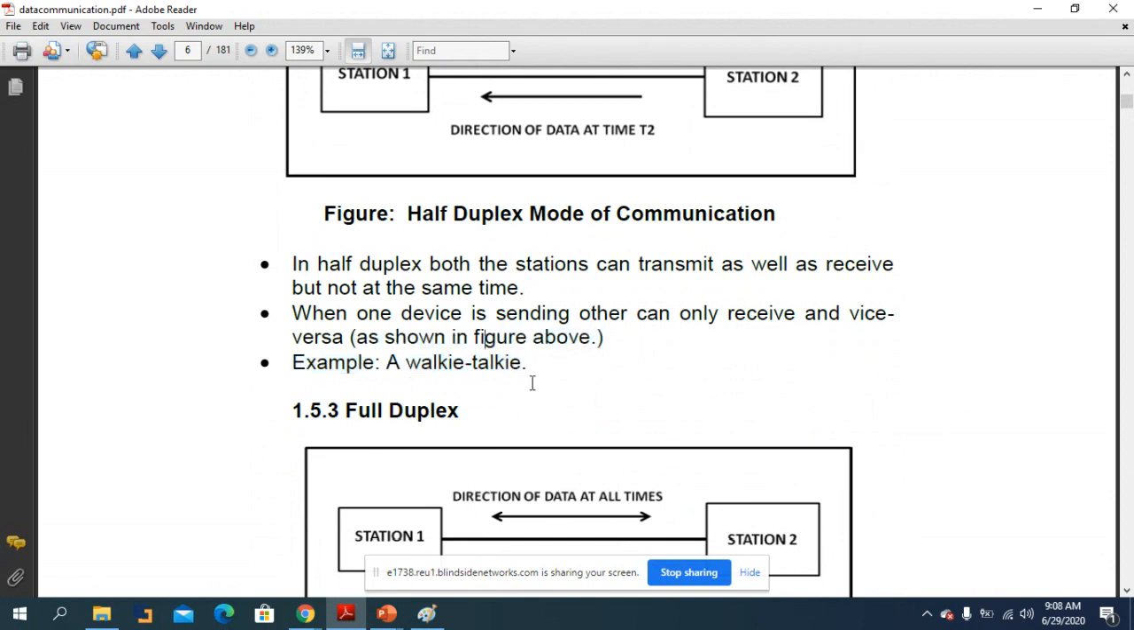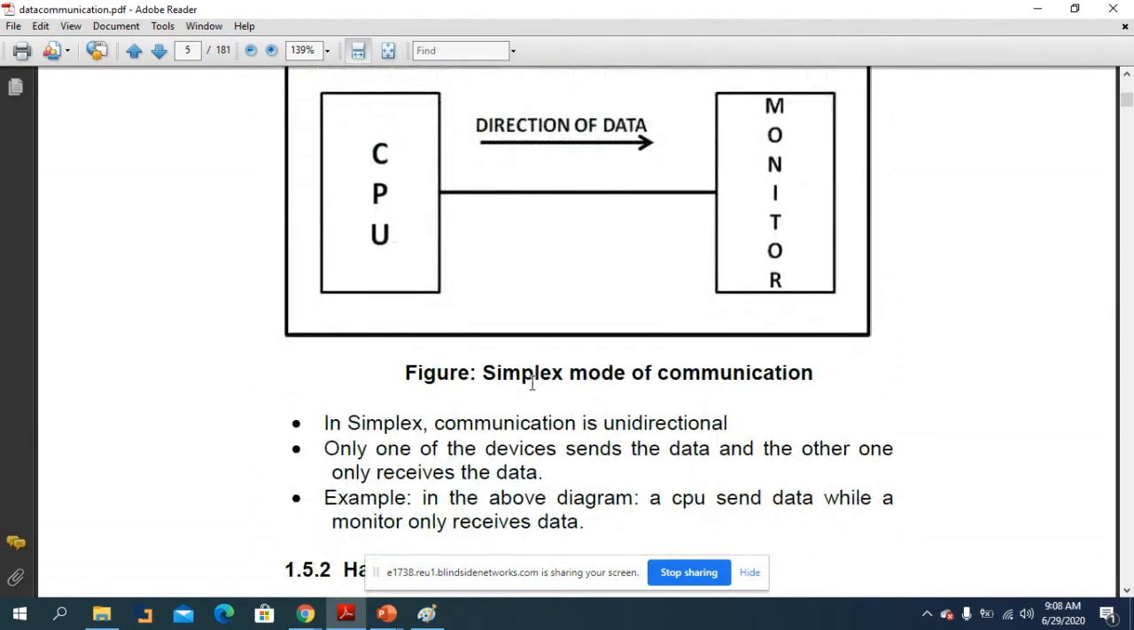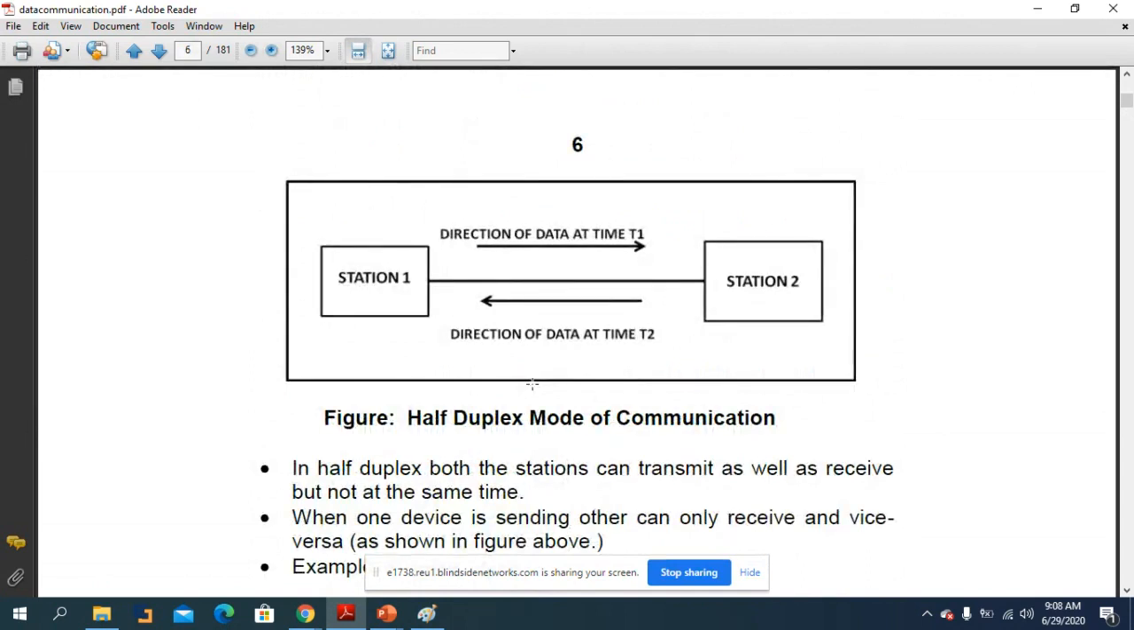So if you look at this diagram that we are having here, we only have a half duplex, where station 1 is sending data and station 2 is receiving. So station 2 cannot send when station 1 is sending. It must wait for station 1 to complete sending the data. And when station 1 completes, station 1 says end of communication. So that is one of the disadvantages that we have.